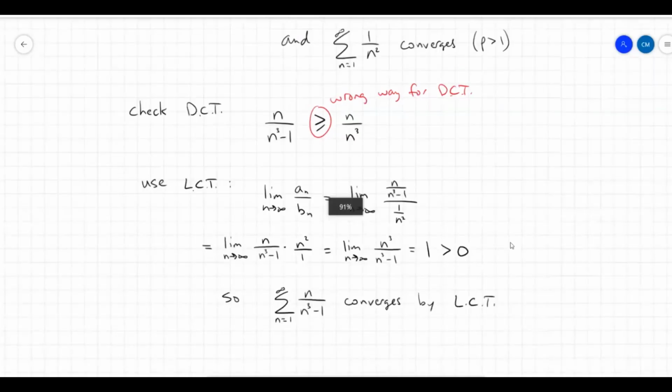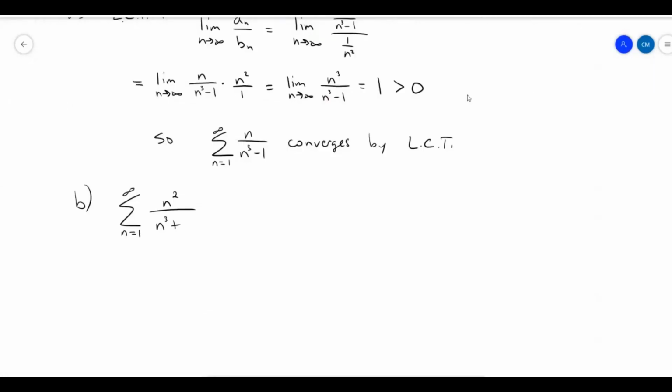All right, let's try another one then. Okay, so take a look at this one. Again, the first step here is to decide what's happening for large values of n. What does this series act like? What do the terms of this series act like? What is this approximately equal to?